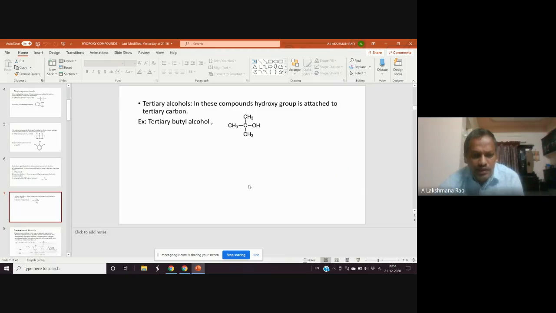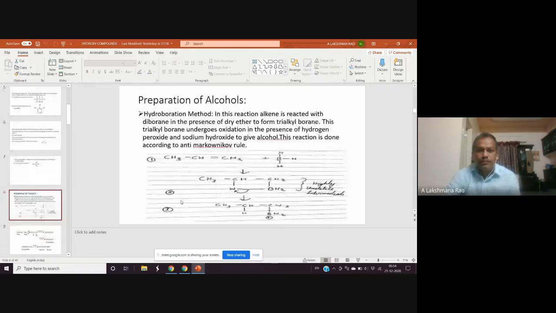Then we will discuss the preparation of these alcohols. How to prepare alcohols? There are some methods for the preparation of alcohols. We will discuss these methods. The first one is the hydroboration method.